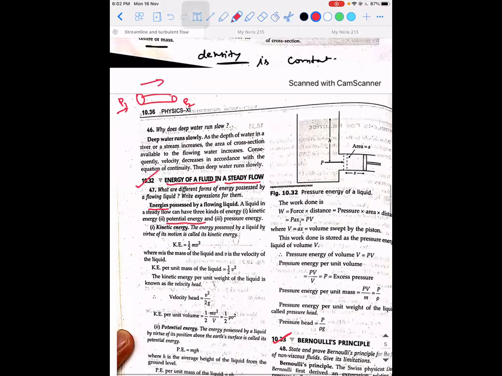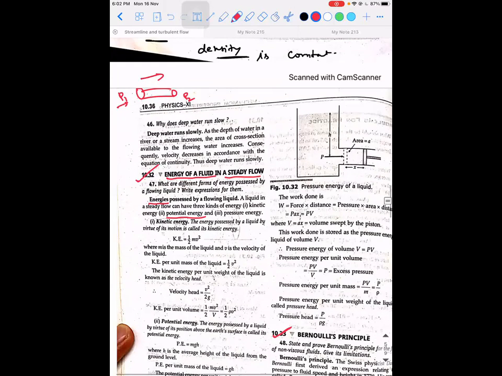First, what do you mean by kinetic energy? The energy possessed by liquid by virtue of its motion. This is a basic definition, right? So kinetic energy's basic formula is half mv square. Kinetic energy of any particle is half mv square. But remember, guys, I told you for a liquid it is difficult to define mass. Rather, what can you define?